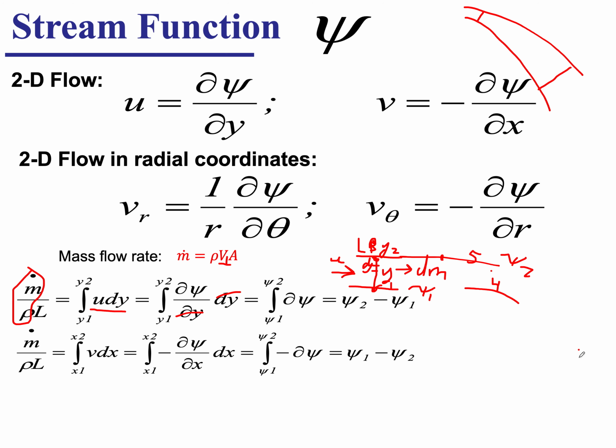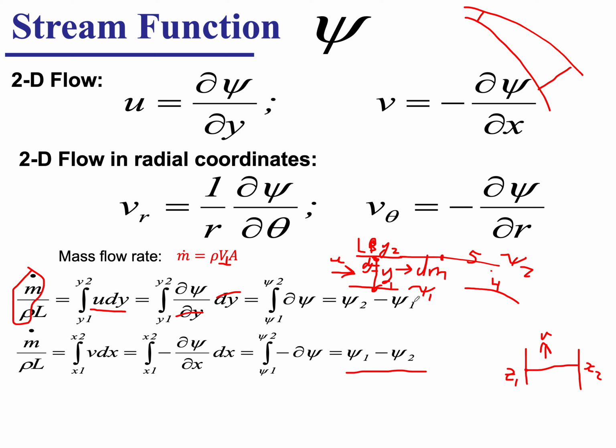So for this case, I have two streamlines, x1 and x2 here, and my velocity is purely vertical, v, and v varies along the x. And now I can relate the mass flow rate to the vertical velocity v, and you'll get the same story. It's the difference between the two values of the streamline, and because of the minus sign, it's here psi 1 minus psi 2 as opposed to the other case.